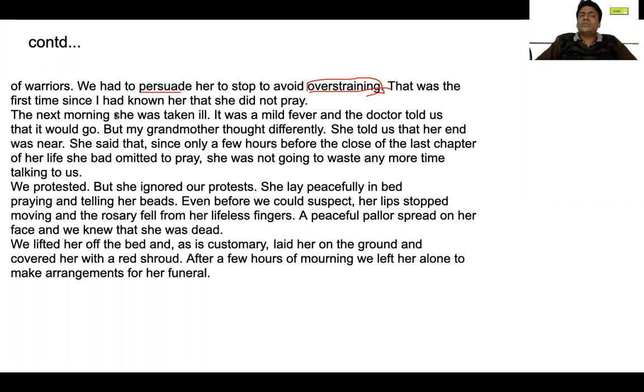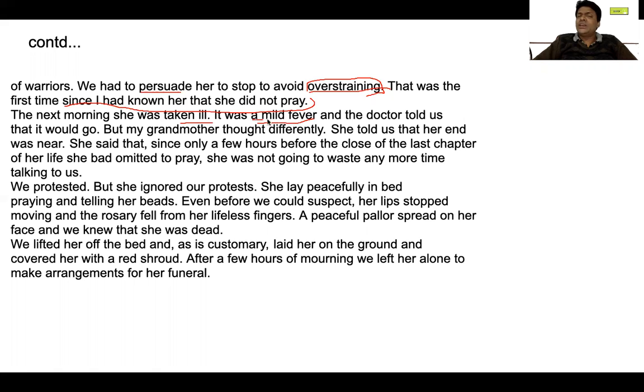But that was the first time, the writer said, since he had known her, that she did not pray. It means every day she used to hold the beads of a rosary and pray. But that day was the first time the writer came to know that she did not pray. The next morning she was taken ill, right? Maybe that was the impact of the last night. She was suffering from a mild fever.